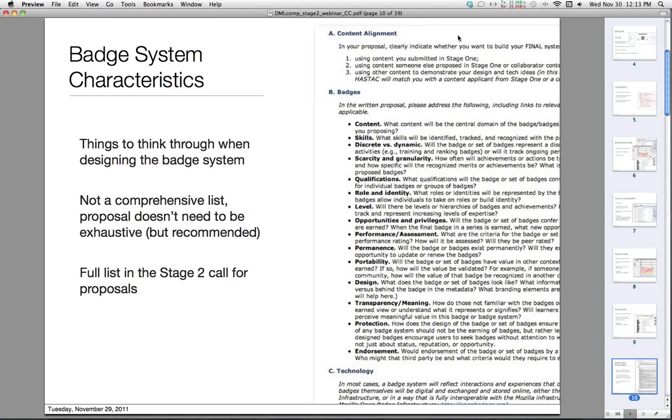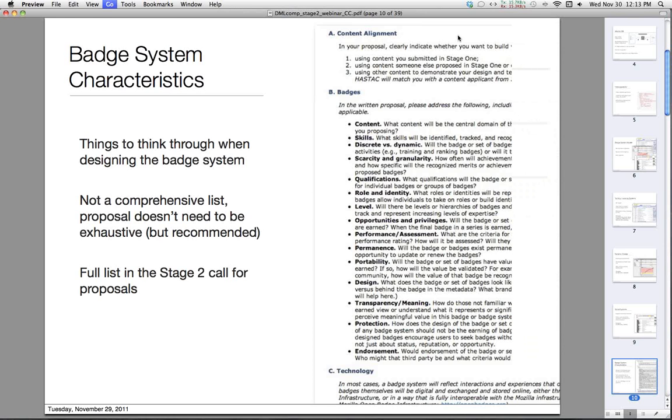The other thing to keep in mind as you consider these is that not all of them need to be addressed. It's also possible to look at these and say, okay, we decided not to take X into account, and here's why. Because not all of these characteristics are useful in all badge systems. So again, take a look at the DMLcompetition.net because that's where the screenshot is taken from. So let's start going through them.